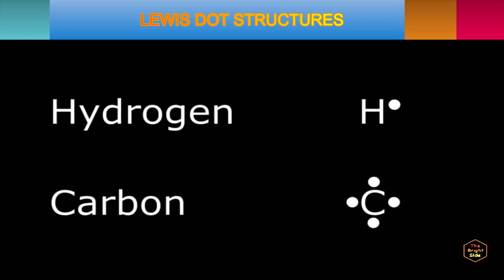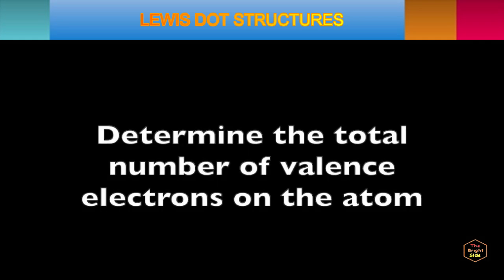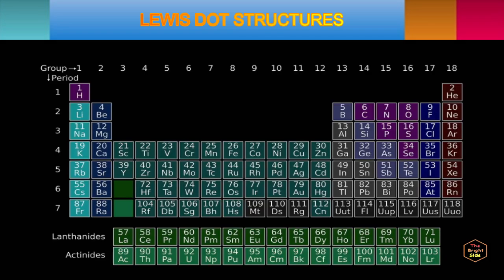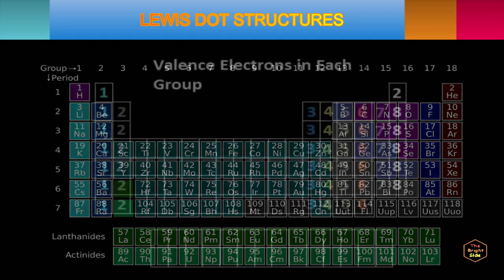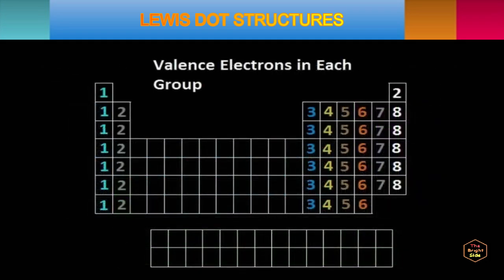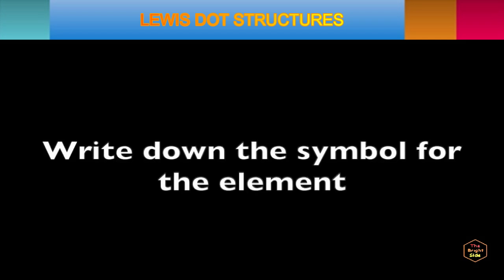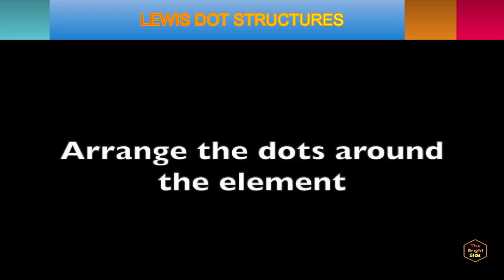In order to make a Lewis dot diagram, do this. First, determine the total number of valence electrons on the atom. Use the periodic table to help you, and this is going to be the number of dots you use. Then, write down the symbol for the element. Arrange the dots around the element. There's no right order, and there are many ways to do this.